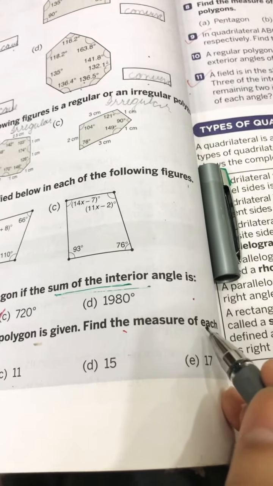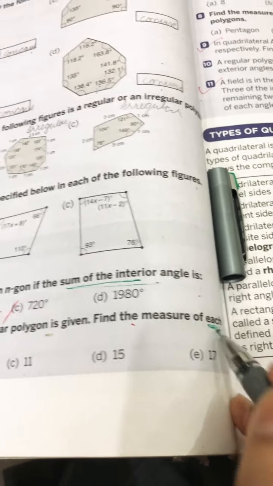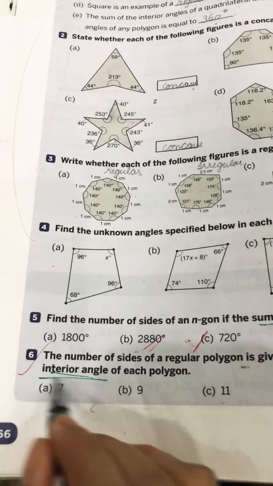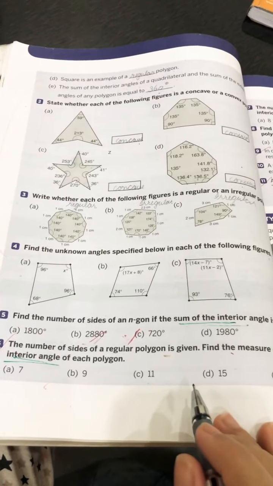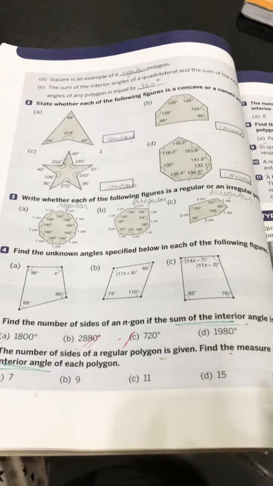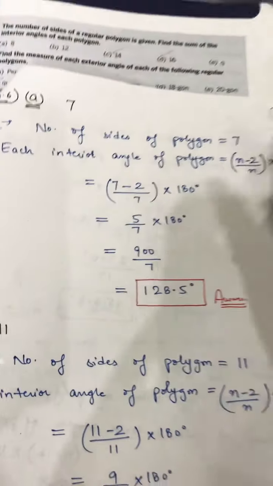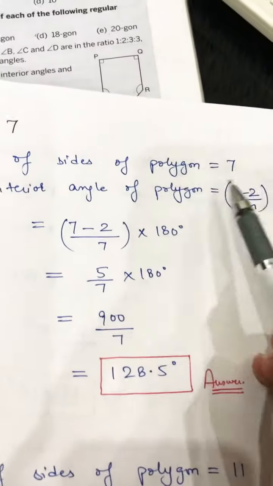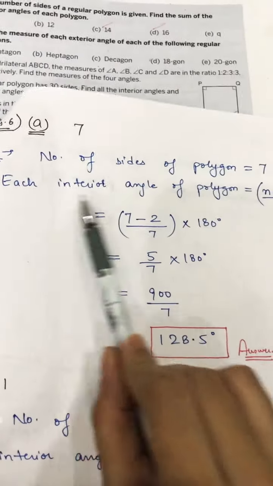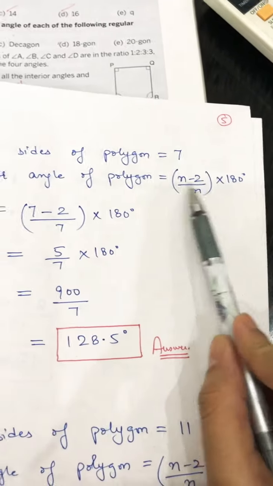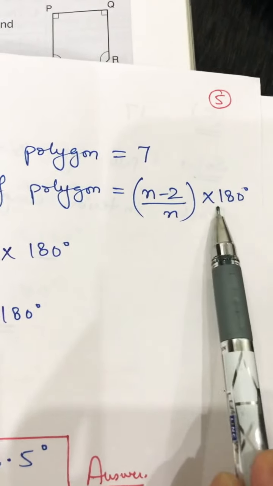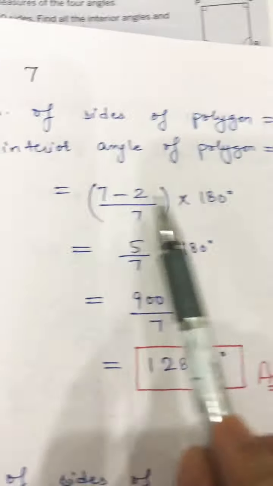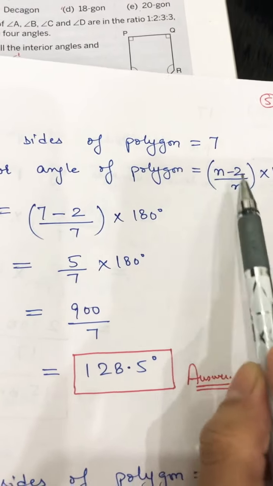In this question you have to apply the formula of each interior angle of a polygon. Now the number of sides are given, you have to find out the angle. Now let's start with the question. 6th question, A part. The number of sides of the polygon is given as 7. Okay, now the formula of each interior angle of the polygon is (n minus 2) upon n multiplied by 180 degree. Okay, now the value of n is 7.